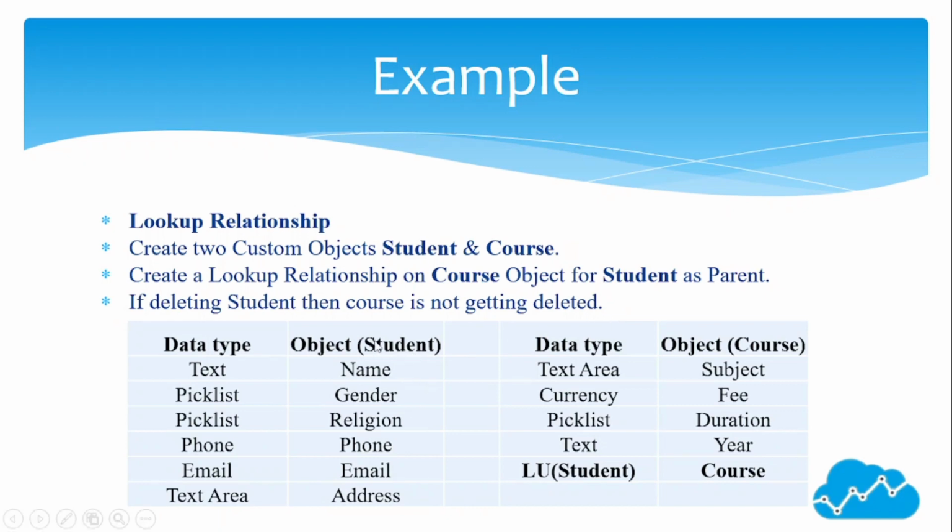For the student object, the data types are given here. For name, text data type; gender, picklist; religion, picklist; phone, phone data type; email, email data type; and for address, text area data type. For the next object, course, the data types are given here: subject, text area; fee, currency; duration, picklist; year, text data type. And for the course, we are creating a lookup relationship to student.